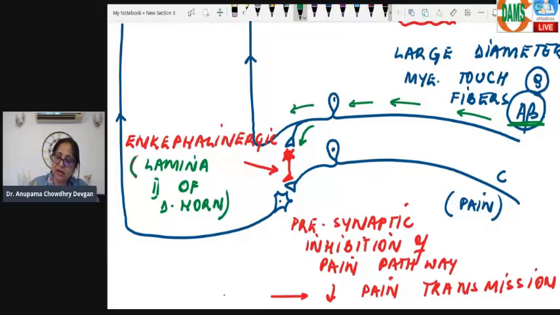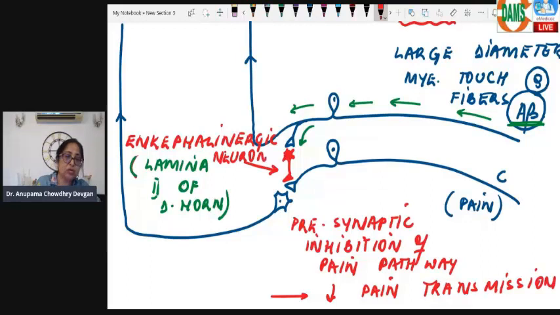Where is the encephalinergic neuron located? It is located in lamina 2 of the dorsal horn, which causes a presynaptic inhibition of the pain pathway. Okay? A beta fiber, I have written a question about it, Sargam Verma. It was asked as a question: which touch fiber is excited in the gate control theory, and that is A beta. Okay?